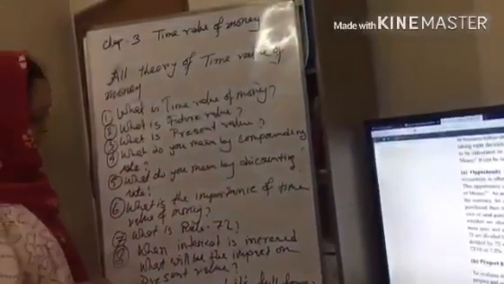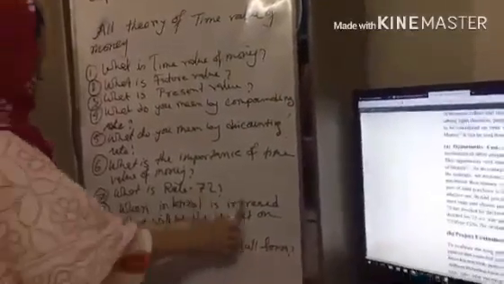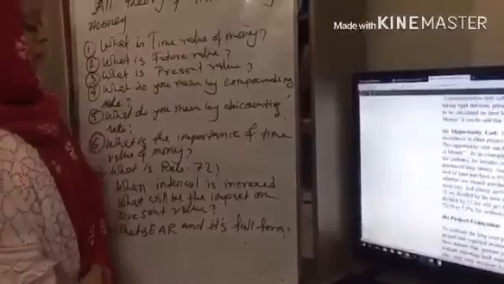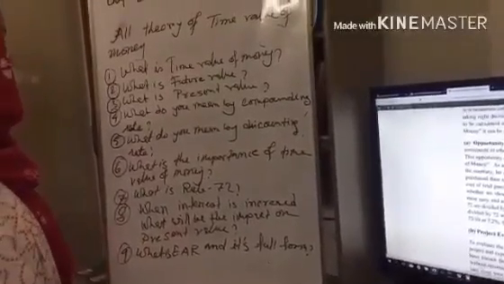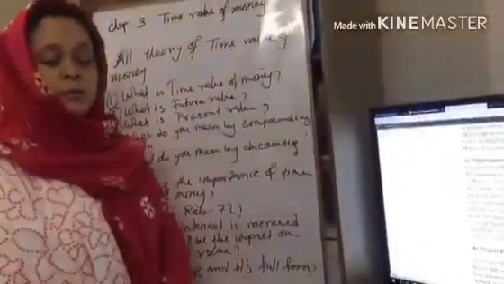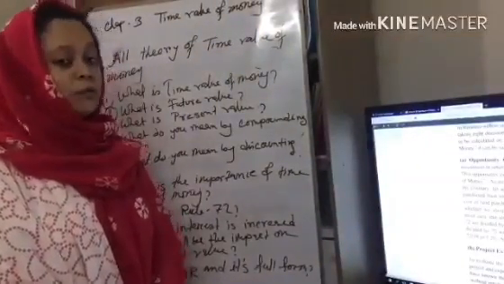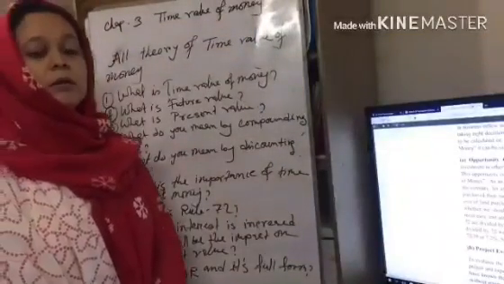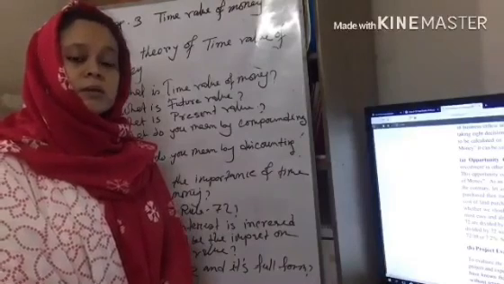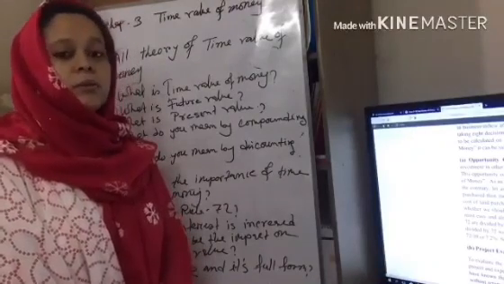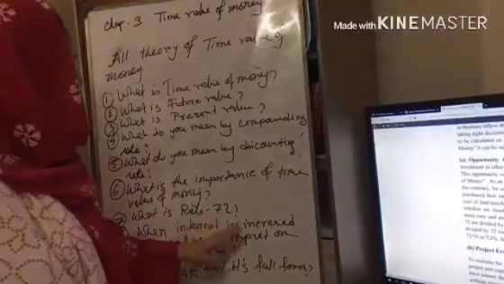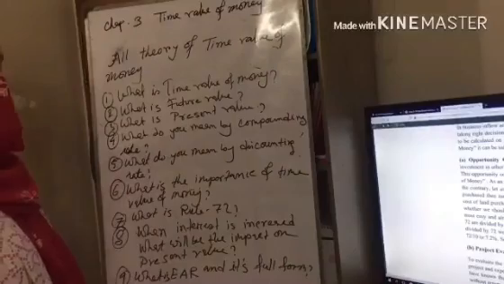Then again, when interest rate is increased, what will be the impact on the present value? When interest rate is increased, the present value will decrease, because the relation of the interest rate with the formula is division. The interest rate divides all future values, so when it divides the future value, the result will decrease. So the key point is that when the interest rate is increased, the present value will decrease.